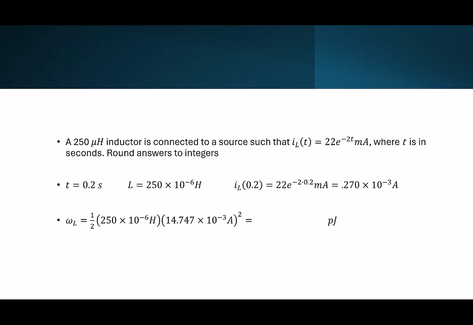We can concentrate on multiplying 1/2 times 250 times 14.747 squared. Putting that in the calculator gives us 27,184.25 picojoules, but remember it said round to the nearest integer, so we would write that as 27,184 picojoules.